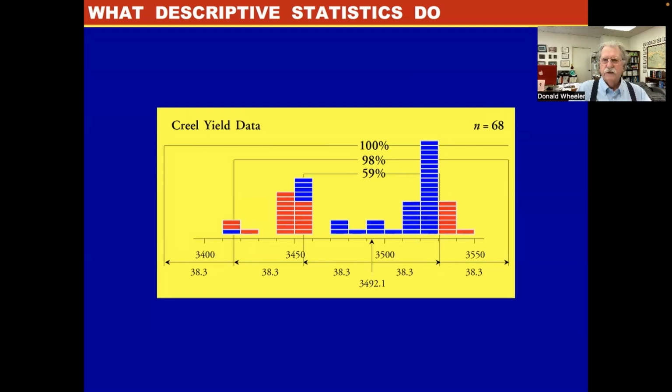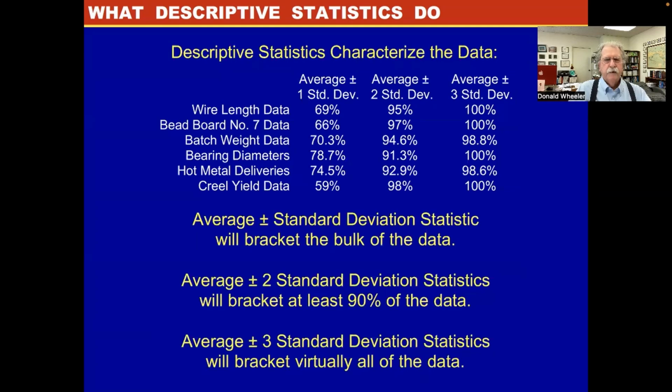So these 6 examples just illustrate the empirical rule. Descriptive statistics characterize the data. The average plus or minus 1 standard deviation statistic will bracket the bulk of your data. Here it goes from 59 to 79%. The average plus or minus 2 standard deviations will bracket at least 90% of the data. Here we went from 91% to 98%. And the average plus or minus 3 standard deviation statistics will bracket virtually all of the data. Here we went from 98.6 to 100%.